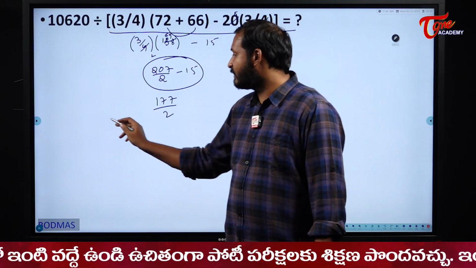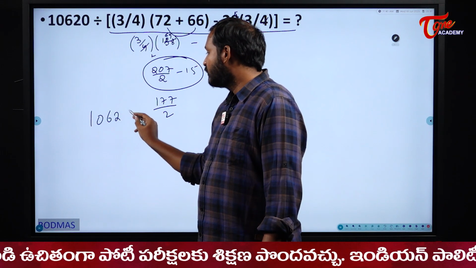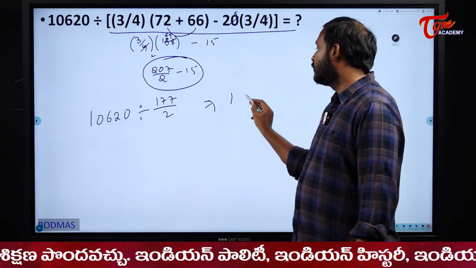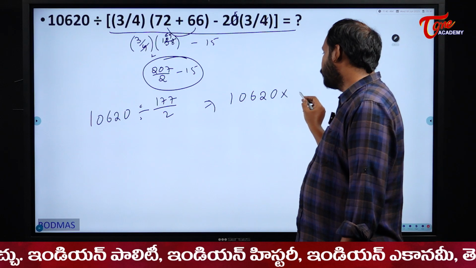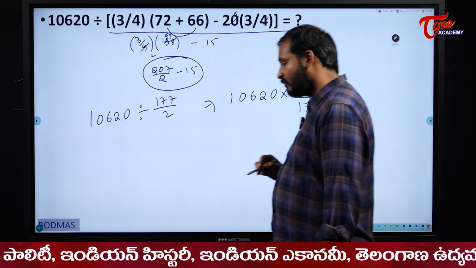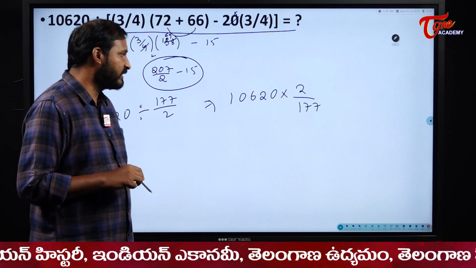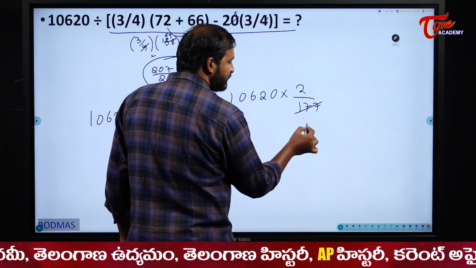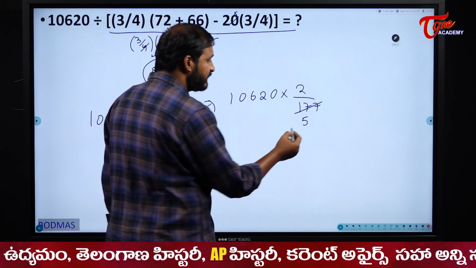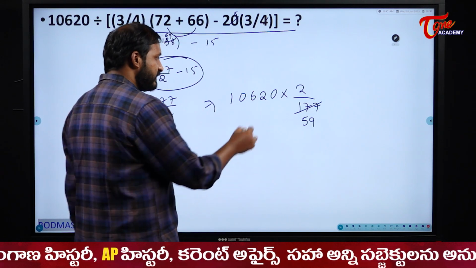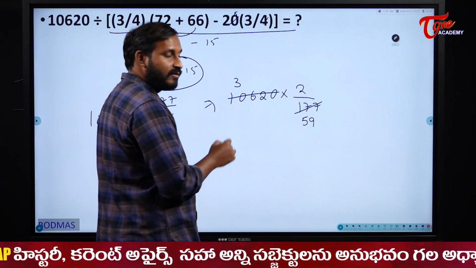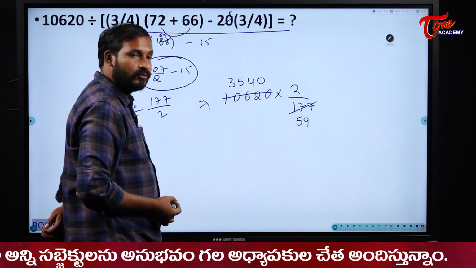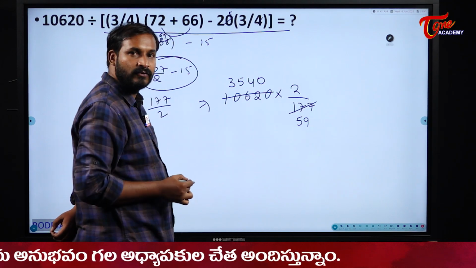But what is the number I had previously? 10620 divided by 177 by 2. So I can write this one as what? Just now I told you, 10620 into 2 by 177. Now I can cancel it in the 3 table, right? So 3 5s are 15 and 9s are 27. Next, in the 3 table only, 3 3s are 9. So we will get 59 times in the 3 table and 3540 by the 3 table.